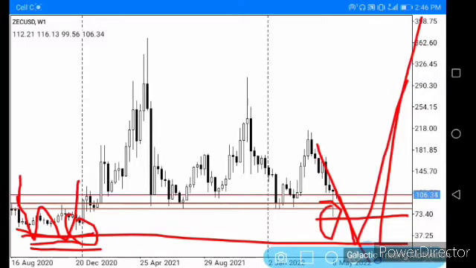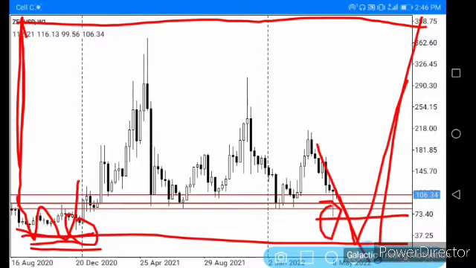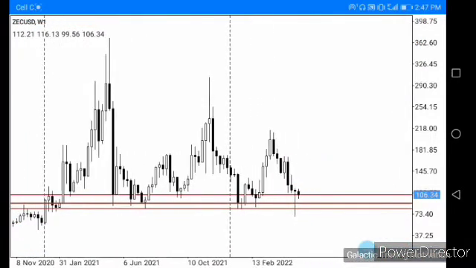So it actually makes sense for price to come down to grab all of that liquidity and then head up to that candlestick we spoke about, which had liquidity at that level. So let's continue.